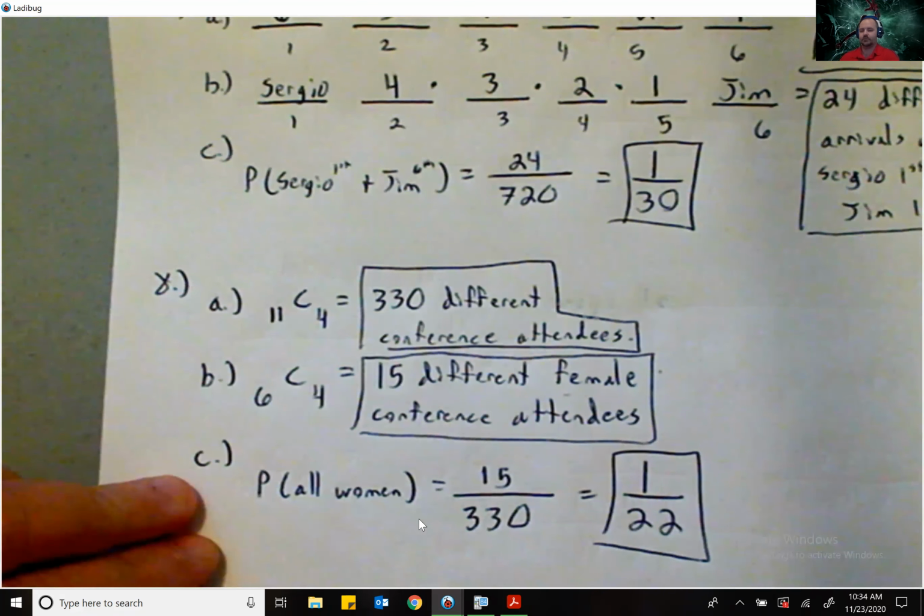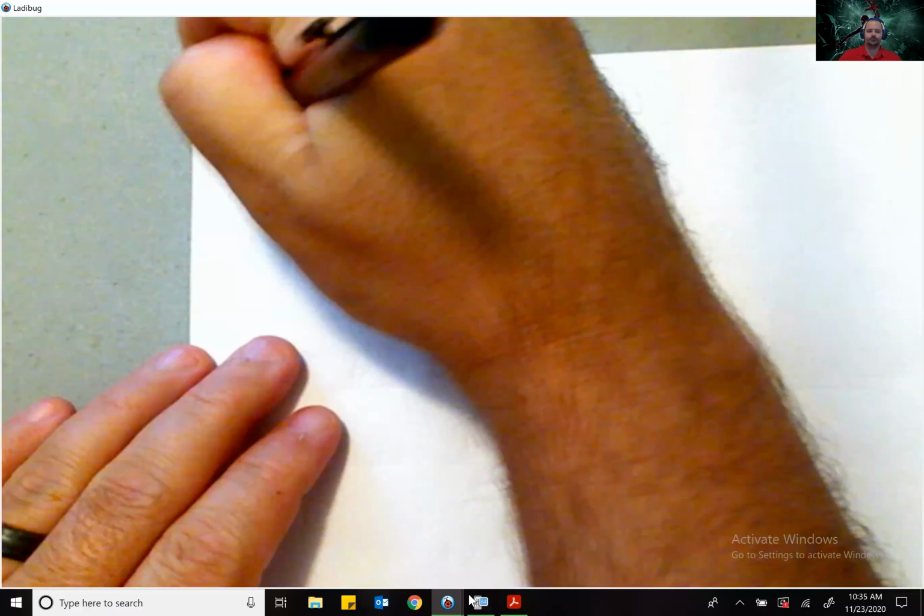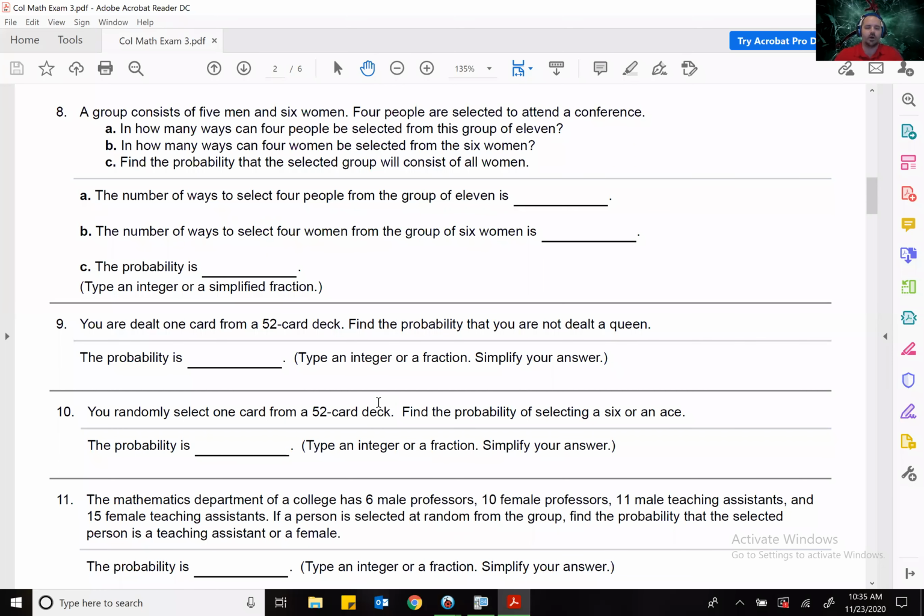All right. Moving on, we're getting near the end of probability, and then we'll hit up the statistics. So we're on problem number 9. Number 9 says you are dealt 1 card from a 52 card deck. Find the probability that you are not dealt a queen. So we want the probability of not a queen.